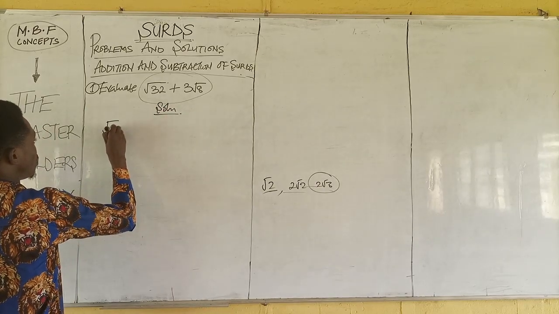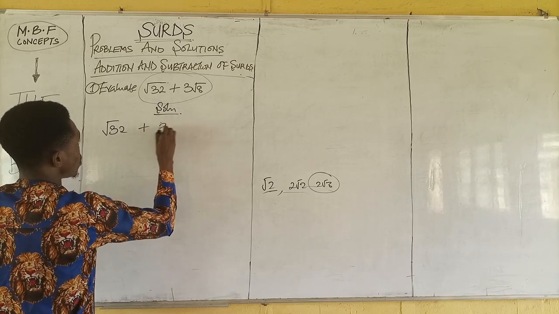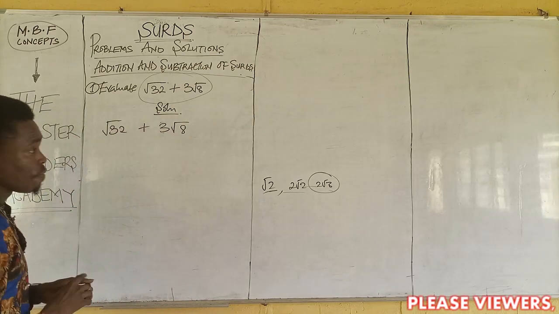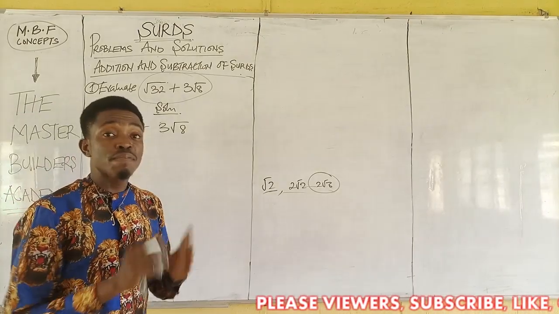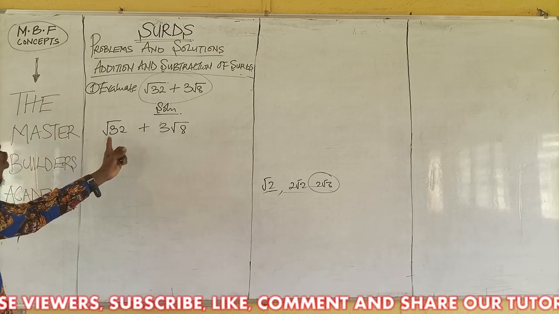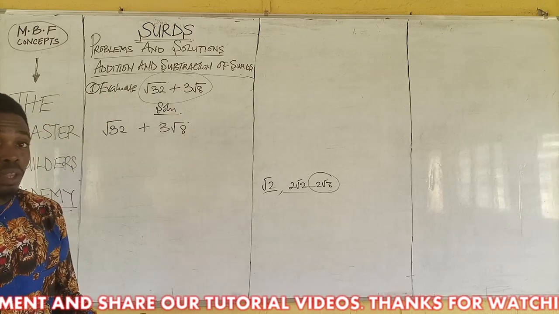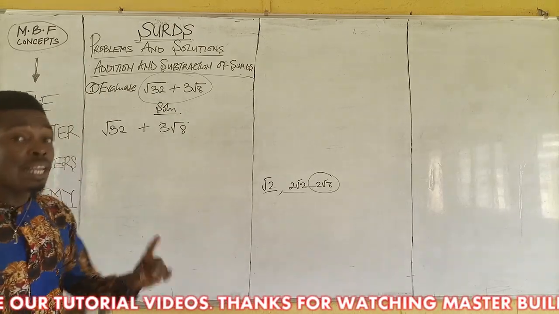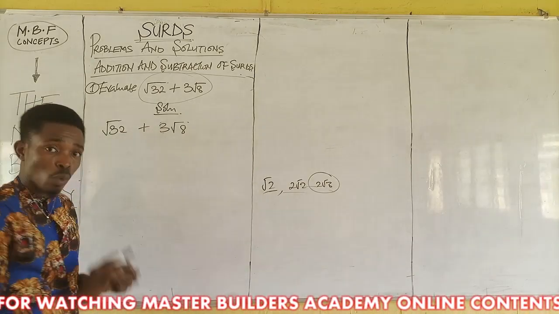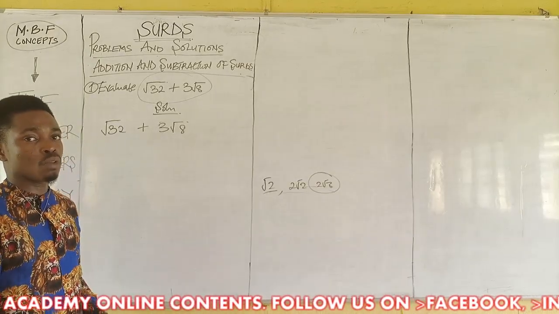We have root 32 plus 3 root 8. Now guys, what do you do here? I have taught us before in the first category we looked at. The first thing you do here is to reduce. Before you can add these 2 roots together, you must ensure that the number inside the square root here is the same as the number inside the square root here. They must have the same figures inside their respective square roots.